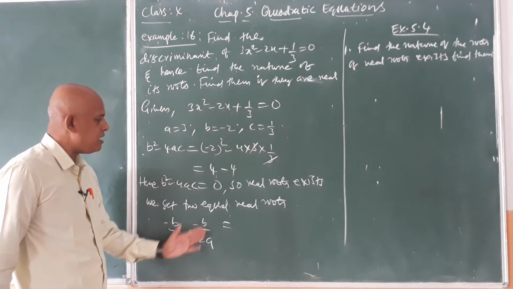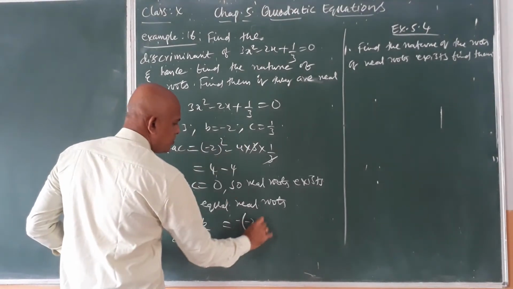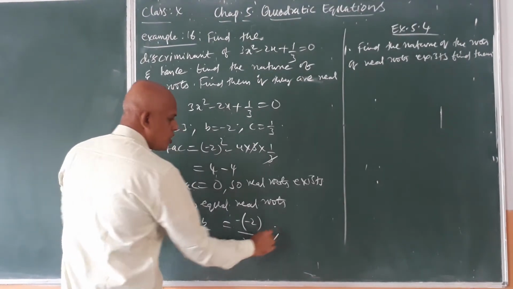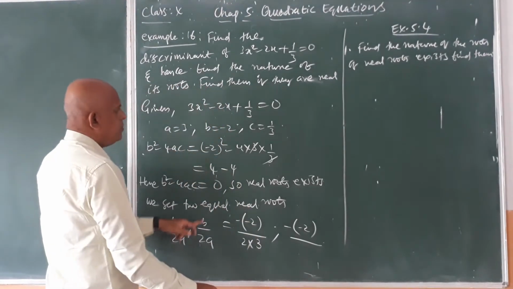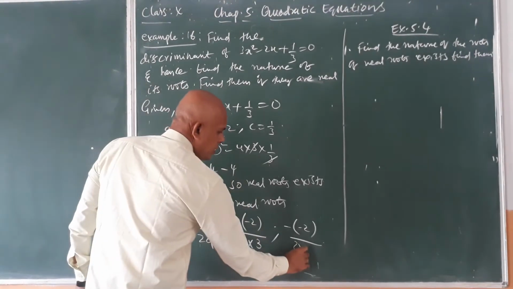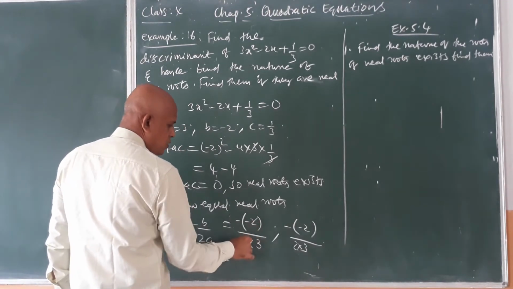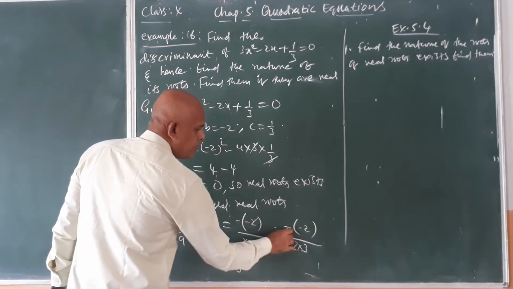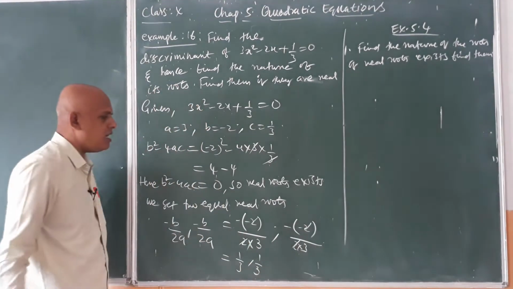Minus b by 2a, minus b by 2a. Minus of minus 2 is 2, by 2a. 2 into a, 3, is what? One more time. Minus of minus b, that is minus of minus 2, by 2a is 2 into 3. Minus into minus is plus, 2 gets cancelled. So plus 1 by 3 comma 1 by 3. These are the real roots.